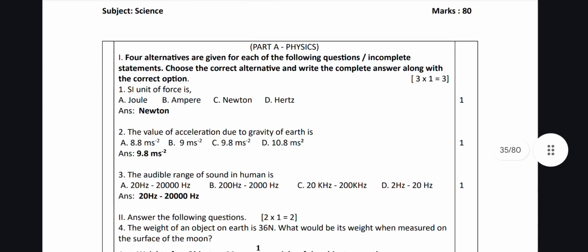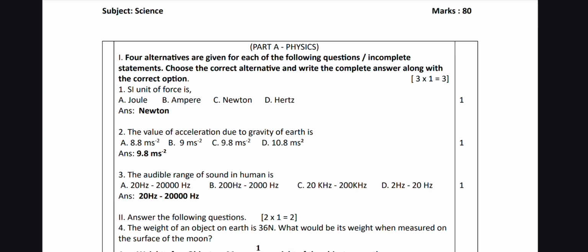The SI unit of force: is it joule, ampere, Newton, or Hertz? The answer is Newton. The value of acceleration due to gravity of Earth: is it 8.8 ms to the power of minus 2, option B, 9 ms to the power of minus 2, 9.8 ms to the power of minus 2, or option D, 10.8 ms to the power of minus 2? So the right answer is 9.8 ms to the power of minus 2.